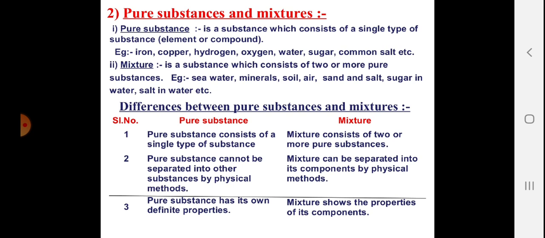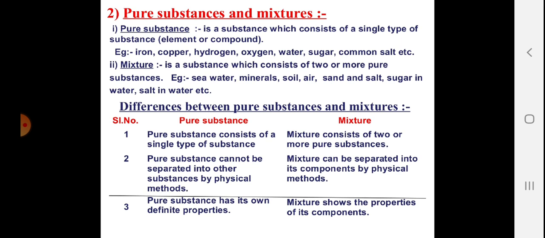So, in sea water you will get H2O, which is water, as well as salt, which is NaCl. So, the mixture is of two pure substances. The first pure substance is salt and the second pure substance is water, for the example of sea water. Then minerals, soil, air, sand, salt, sugar, water, they are examples of mixtures. So, these mixtures are substances which consist of two or more pure substances.